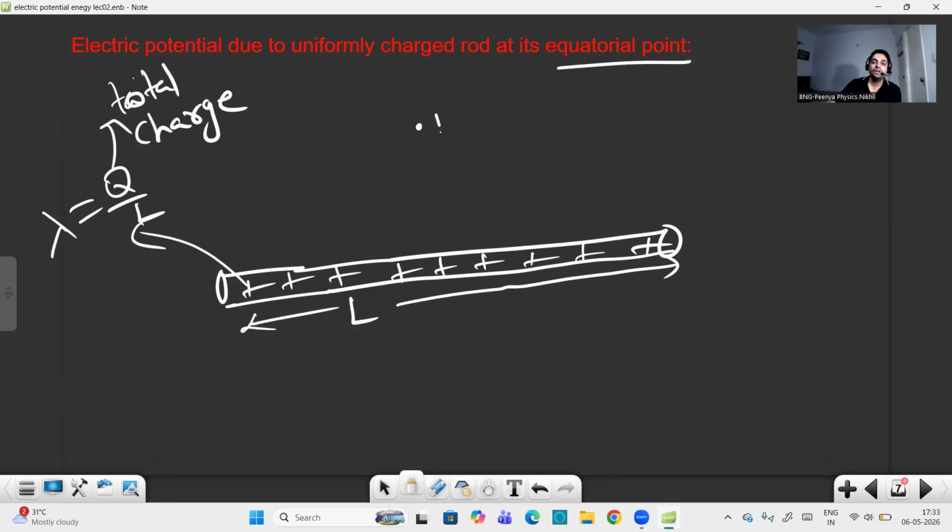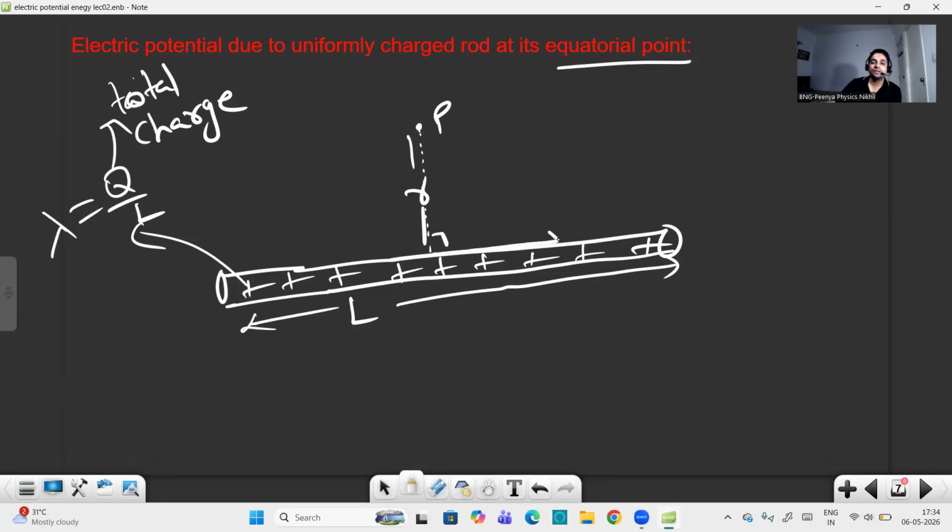So we have to find it at the equatorial point. Let the equatorial point be P. What is the meaning of equatorial point? If we draw the perpendicular on this rod, it will divide the rod into two equal halves. Now due to this rod, how will I find the electric potential? Let this point P be r distance from the center of the rod.